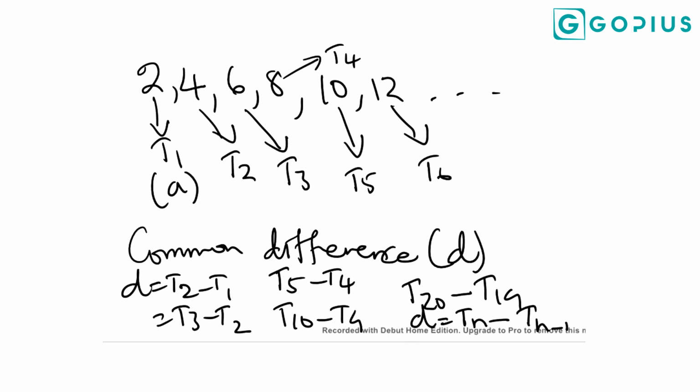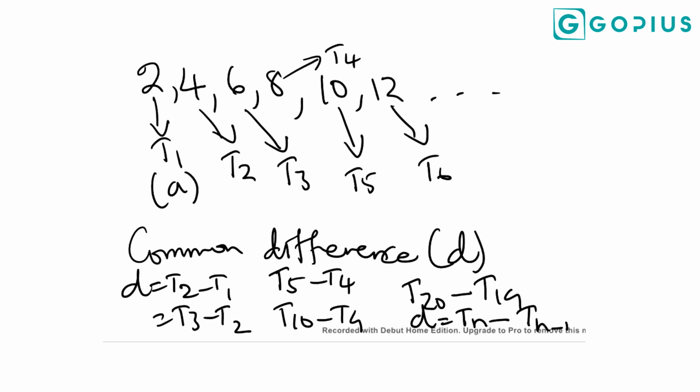Anytime you see a sequence that is characterized by a constant common difference between each successive pair of terms, T1, T2, T3 and so on, that particular sequence is called the arithmetic progression. It's called a linear sequence.